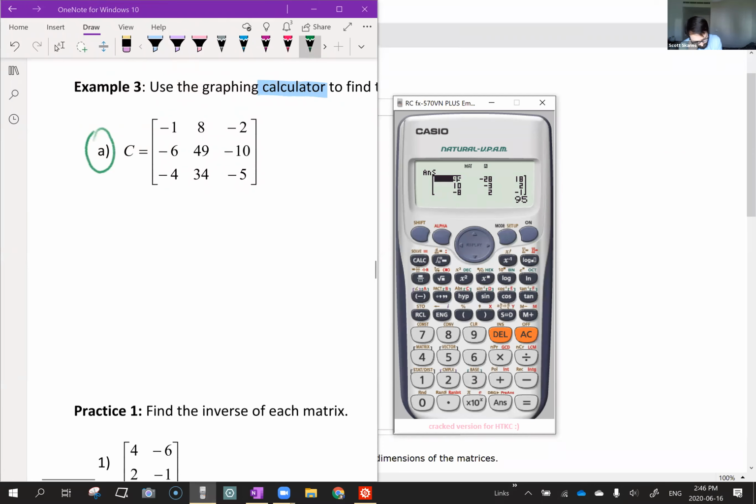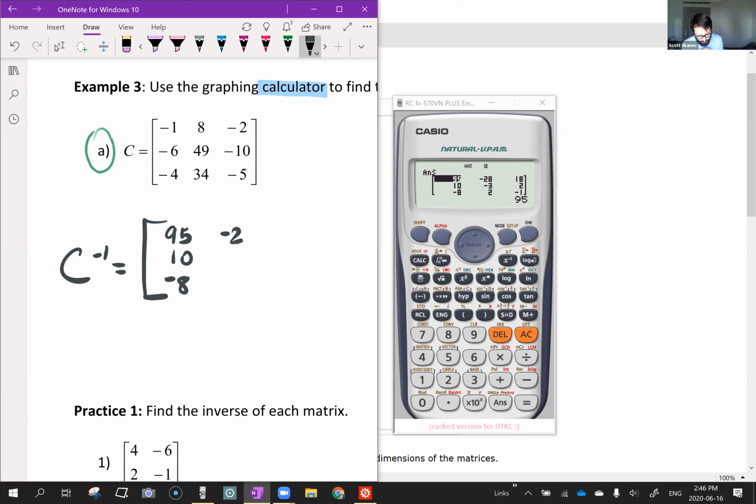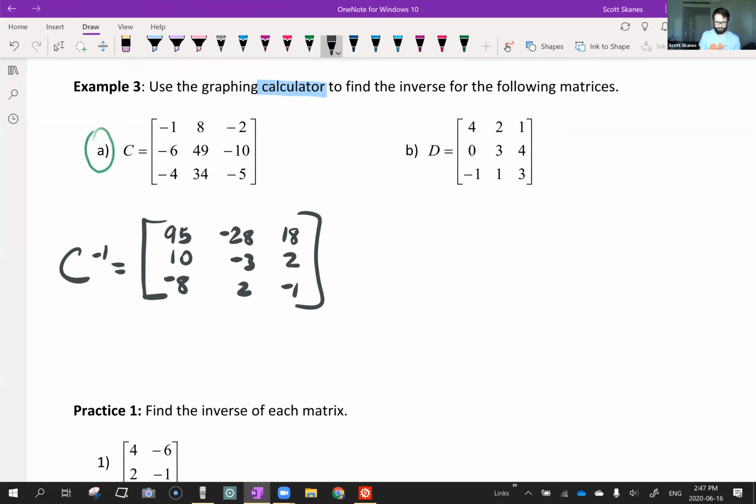I'll write out the inverse. You need to know what the notation is. It's C with a little inverse. It looks like the -1 that we have on our x's, yeah? It's the same idea. C to the -1, which means inverse of our matrix, is 95, 10, -8, -28, -3, and 2, 18, 2, and -1. And we're good. That's all we need to do for inverses.